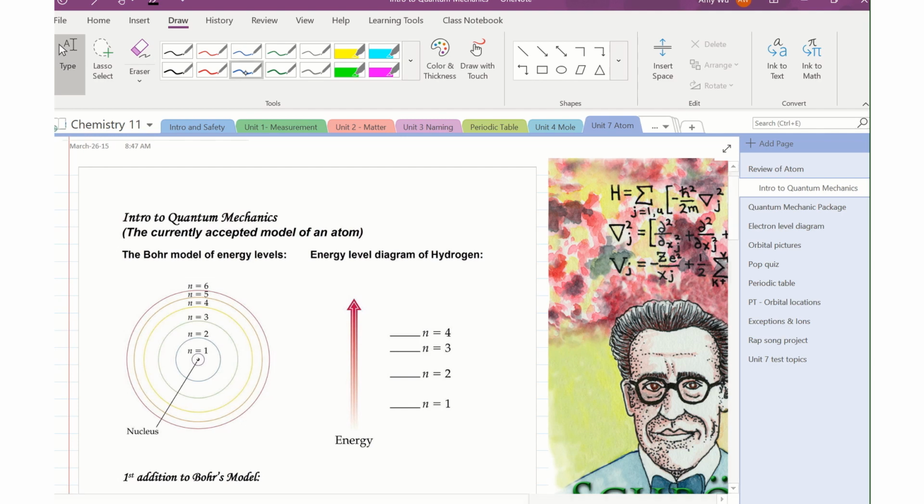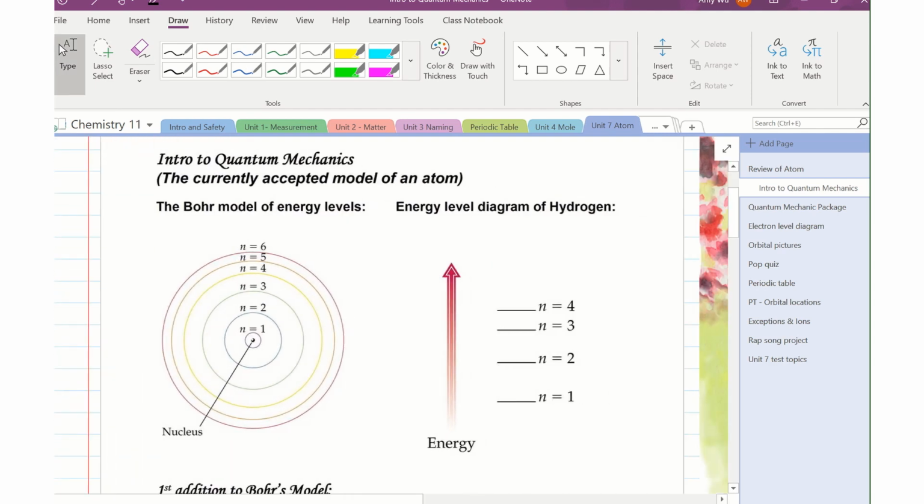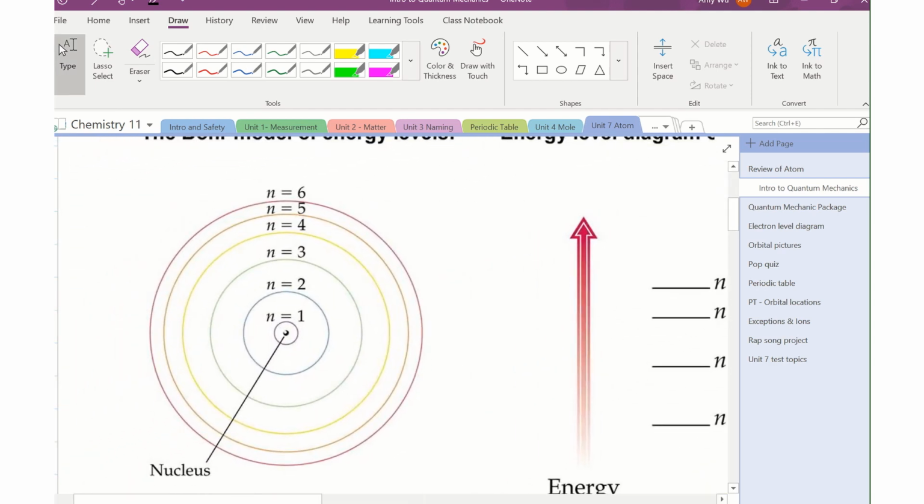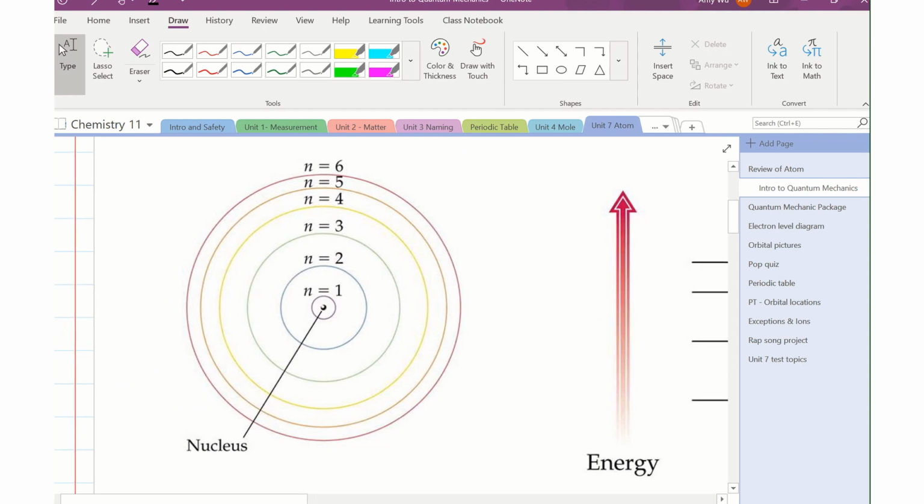So, a quick review of Bohr's model. Remember, you learned how to draw Bohr's model, and you did this in grade 8, grade 9, and also in grade 10. But Bohr's model is not accurate. It's not really how the atom looks.